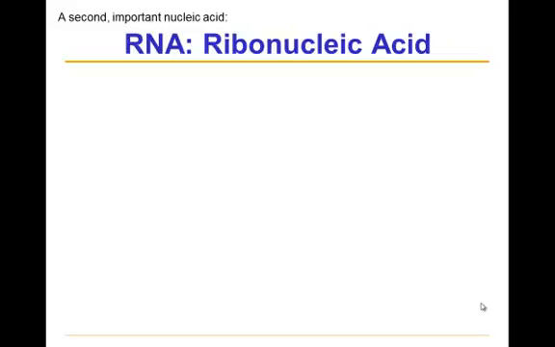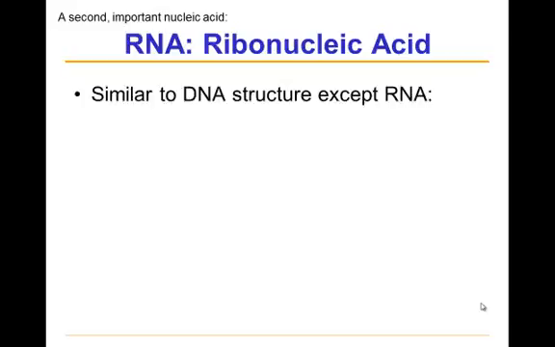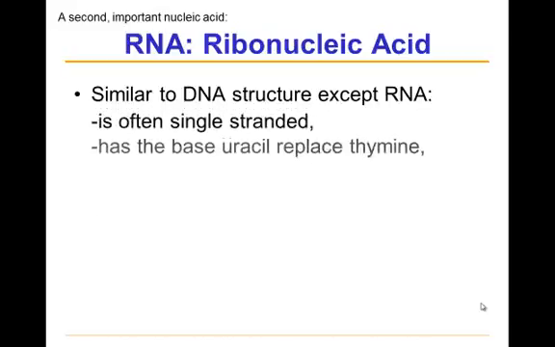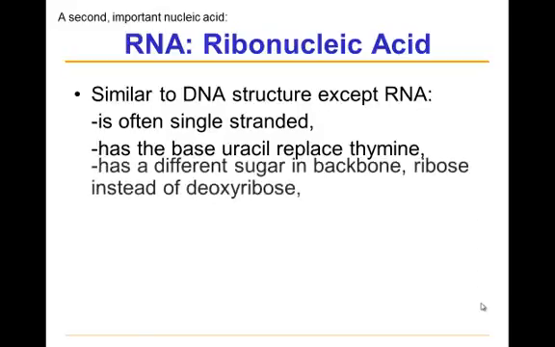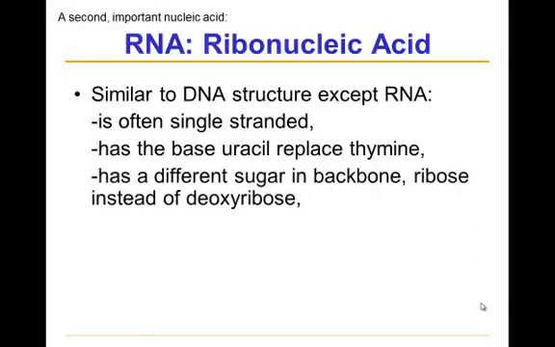RNA stands for ribonucleic acid. It is very similar to the structure of DNA with a few exceptions. RNA is often single-stranded. RNA has the base uracil replace thymine, so there's no T in RNA. Instead, there's a U. RNA has a different sugar in the backbone. The sugar of RNA is ribose, and of course of DNA, the sugar was deoxyribose. And you might guess, or you can refer back to the slide where I showed you the exact structure of these two sugars. But the difference is, of course, that deoxyribose has one less oxygen.